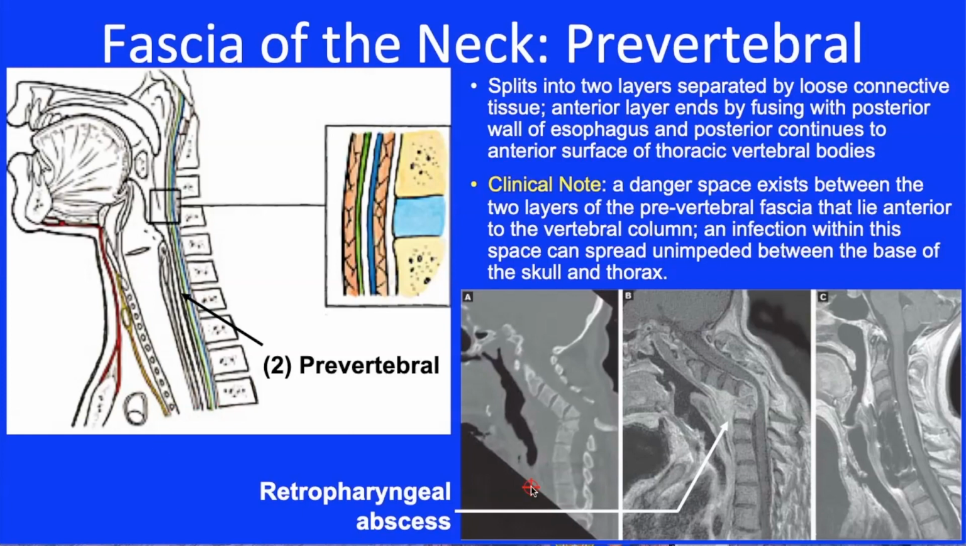Images A to C indicate the presence of a retropharyngeal abscess that invaded the prevertebral space. Note the location of the abscess in the retropharyngeal space in the CT image in A and the spread of the abscess into the prevertebral space as shown in the MRI in B. It appears that the patient's neck is bent anteriorly from the abscess.